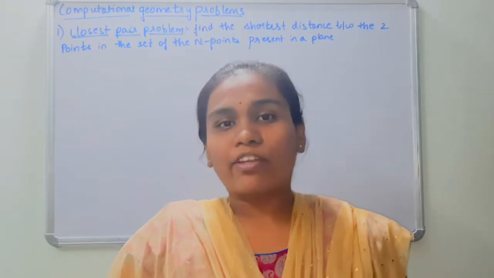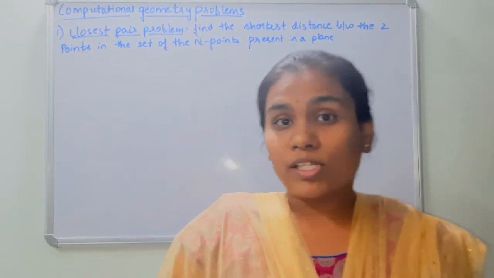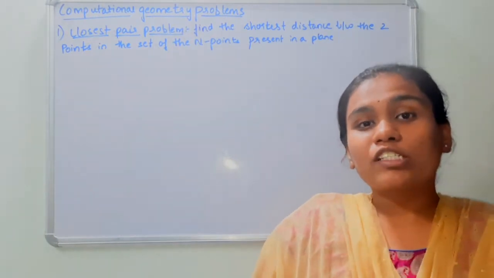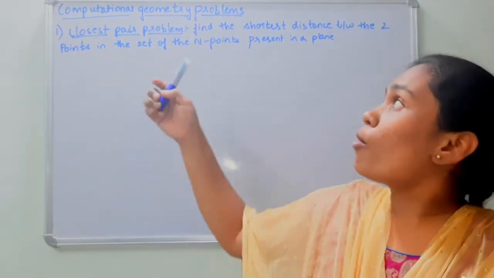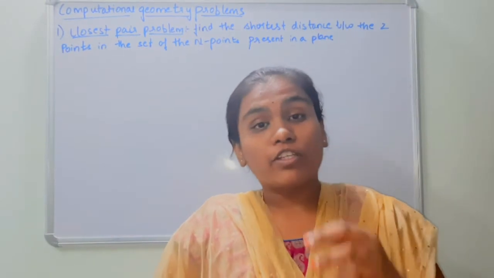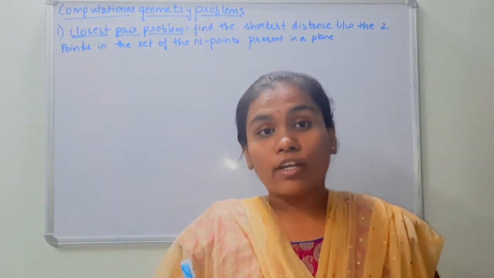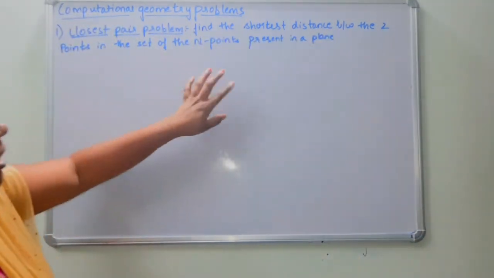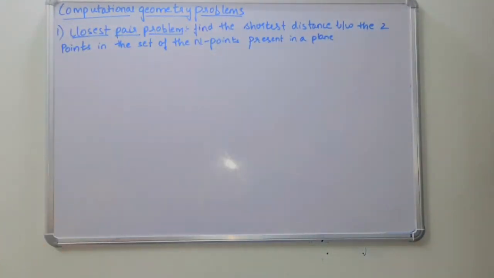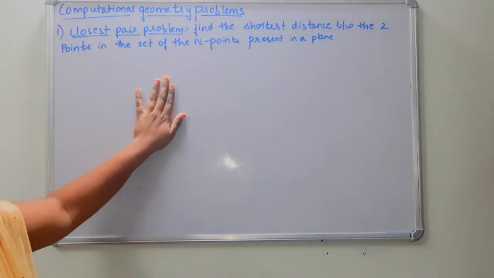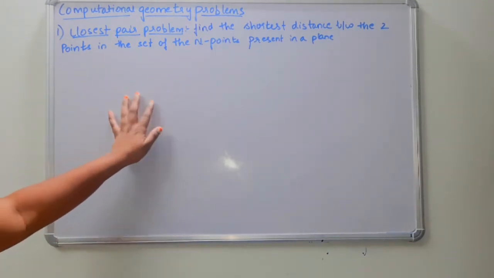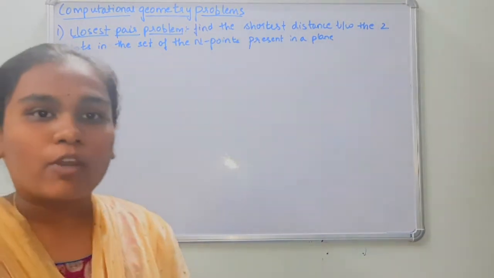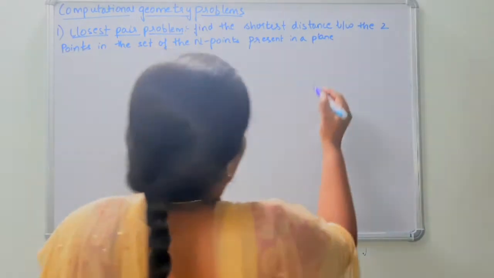In this session I am going to explain what is meant by the closest pair problem. So what is meant by the closest pair problem? The closest pair problem is one of the computational geometry problems which is used to find the shortest distance between 2 points present in a given set of points in a plane. If a plane contains a number of points, then it describes the distance between the 2 points. And this closest pair problem has more advantage than the brute force algorithm.